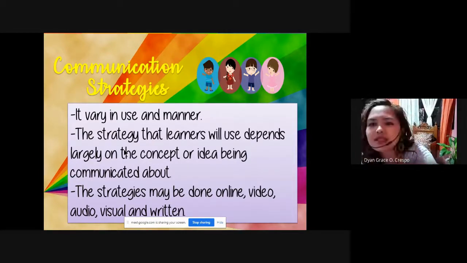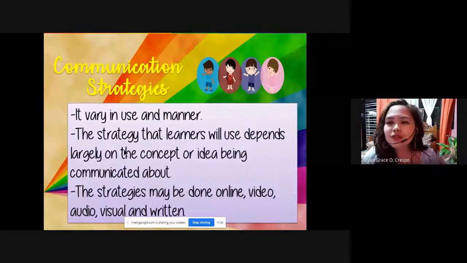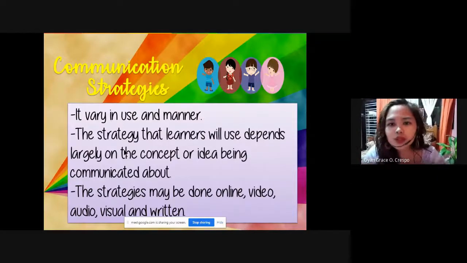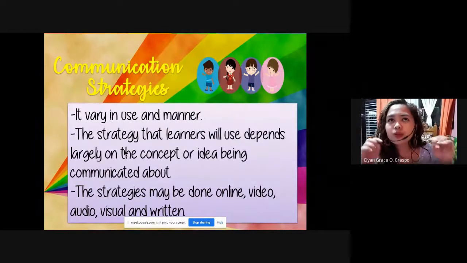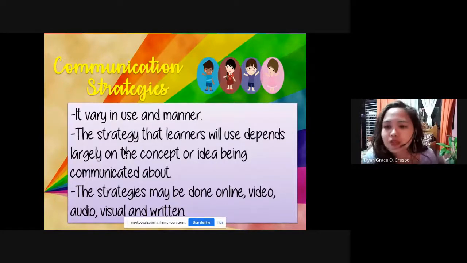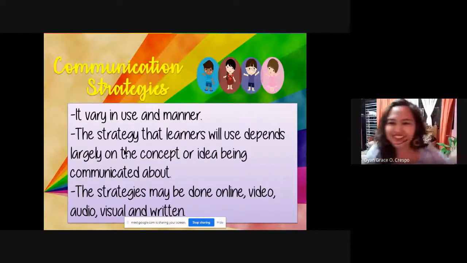So this means that each communication strategy will be different for different persons, kagaya na pinag-usapan natin before. And also different if we're using the different modes, like for example face-to-face, written. Okay, so yun yung mga different communication strategies.